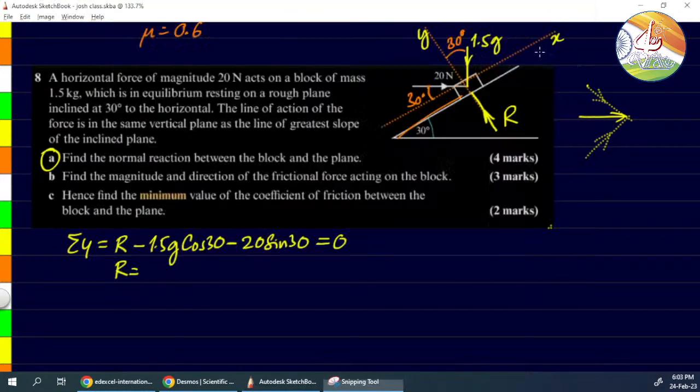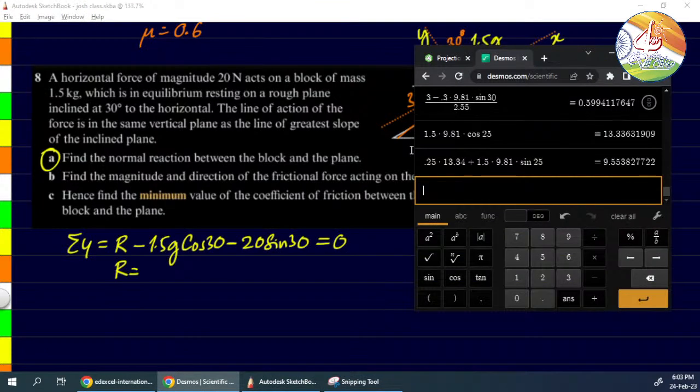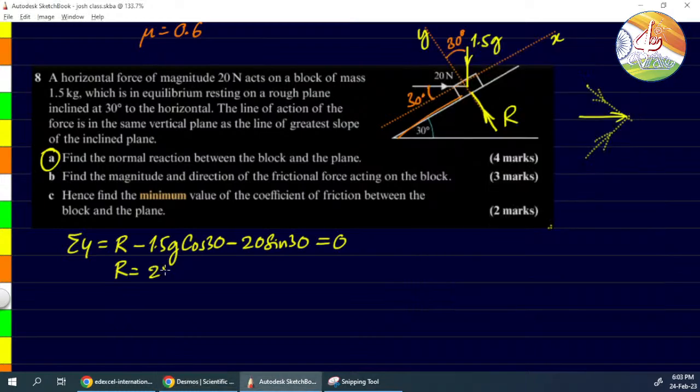So all these terms we have to send to the other side, and we get the value of r. So 1.5 into 9.81 plus 20 times sine 30 into cos 30, it becomes plus. So 22.74. Correct? Yes. So this is in newtons. So we found the value of reaction. So A bit is over.